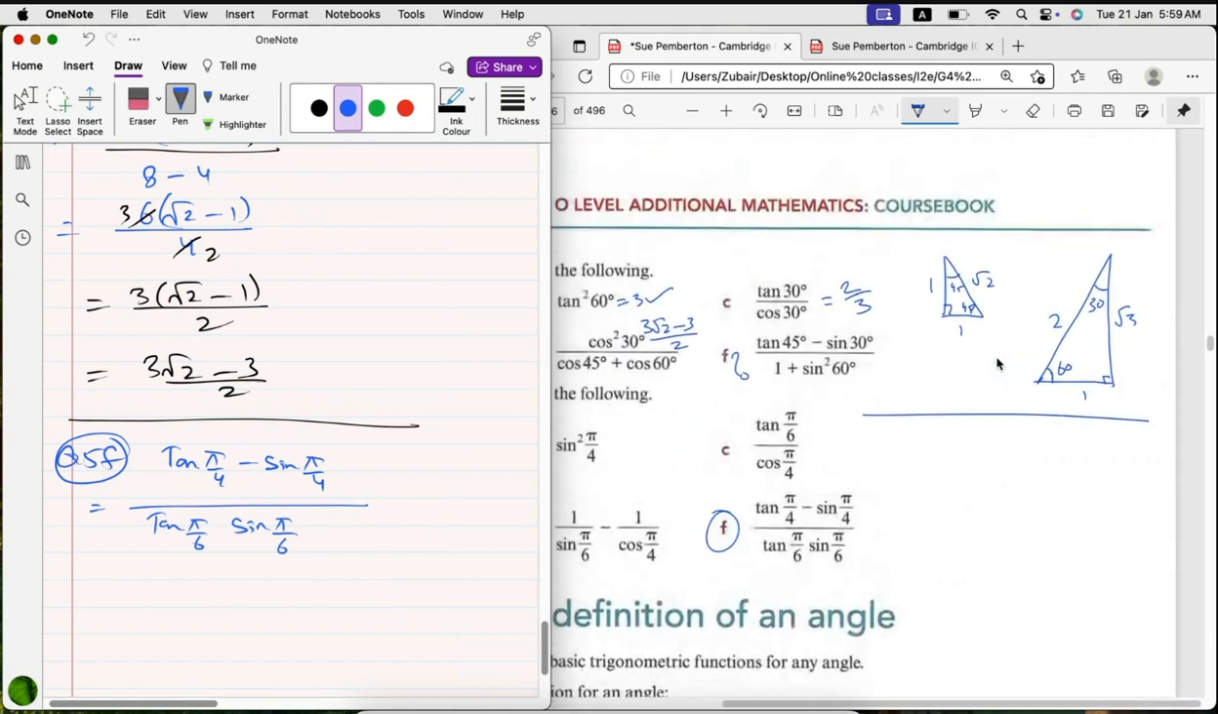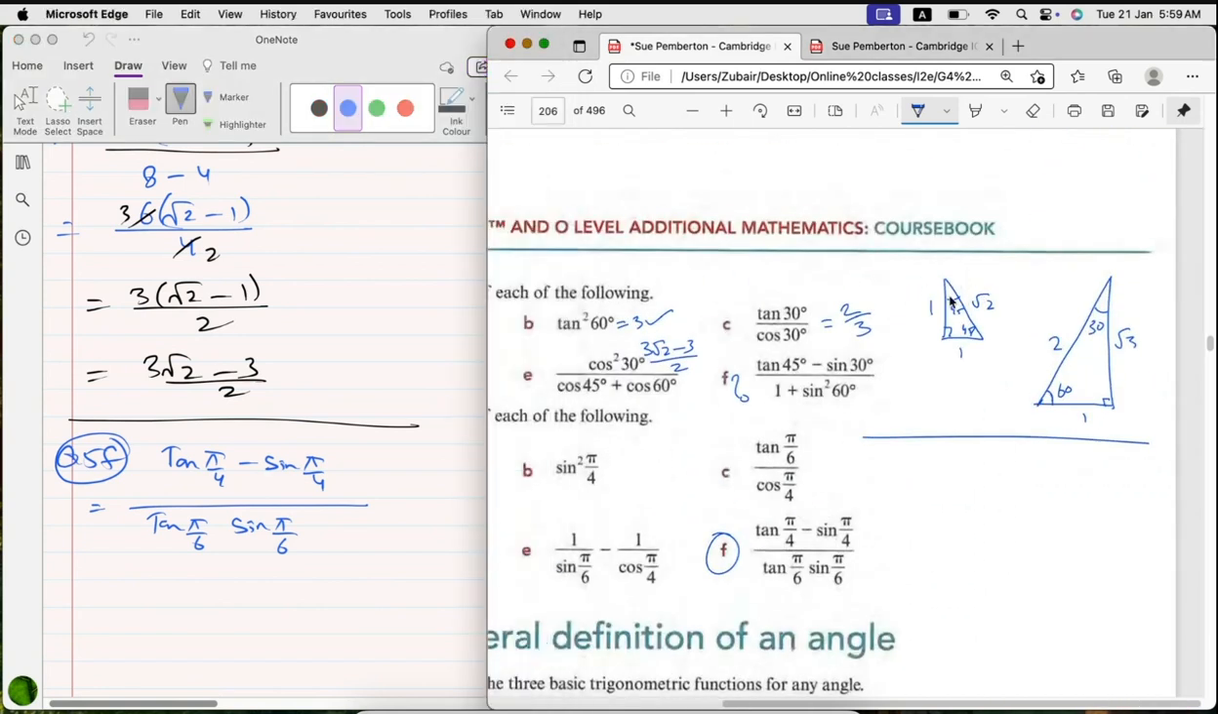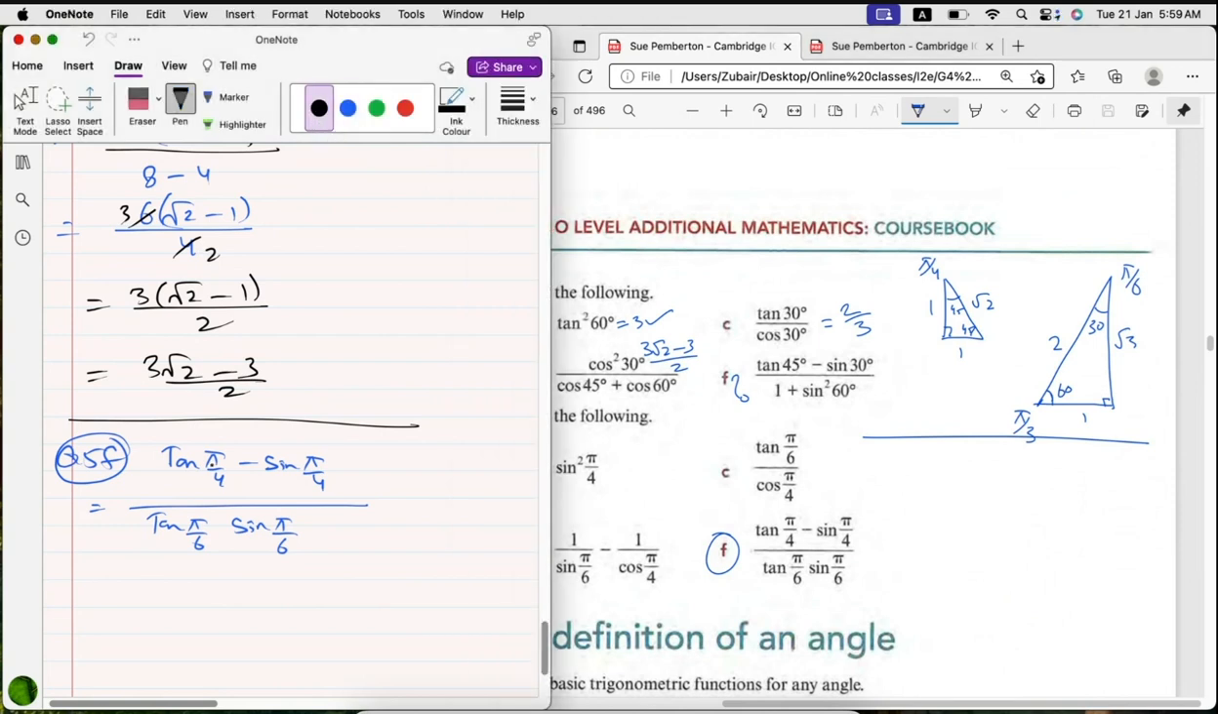And we already have those triangles. We can fill in those. 45 is pi by 4, 60 is pi by 3, 30 is pi by 6. And just copy the values from the same triangle. The tan pi by 4 is 1. Sine pi by 4 is 1 by root 2. Tan pi by 6 is 1 over root 3. And sine pi by 6 is 1 over 2.